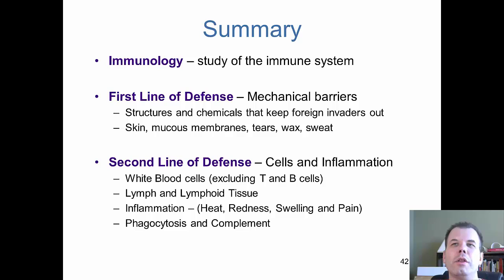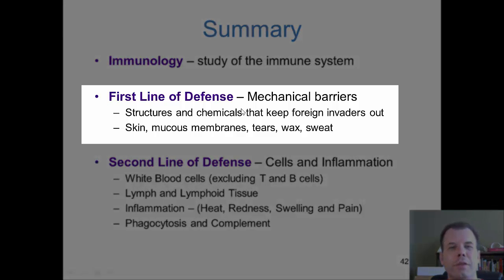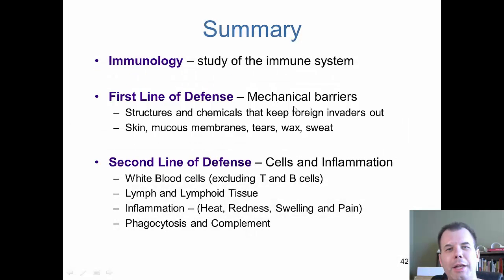Okay. What we looked at today was the first line of defense. This is the first part of the innate. This is the mechanical barriers, and think about anywhere that you have open portals of entry, you're going to have these mechanical barriers ready to basically protect those portals of entry from getting infections. And so again, these are the structures and chemicals that keep foreign invaders out. And this includes the skin, mucous membranes, tears, wax, sweat, any of those things, any of those chemicals that are produced to fight off microbes.